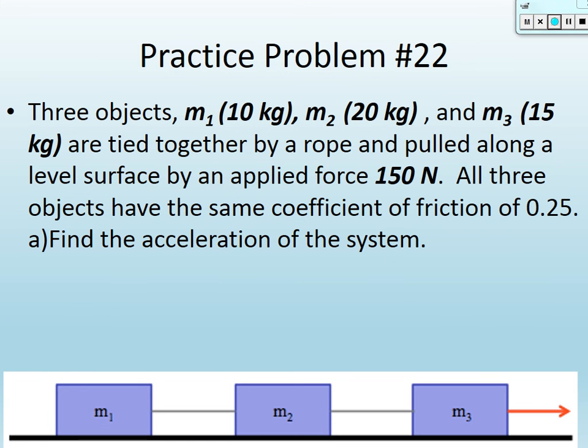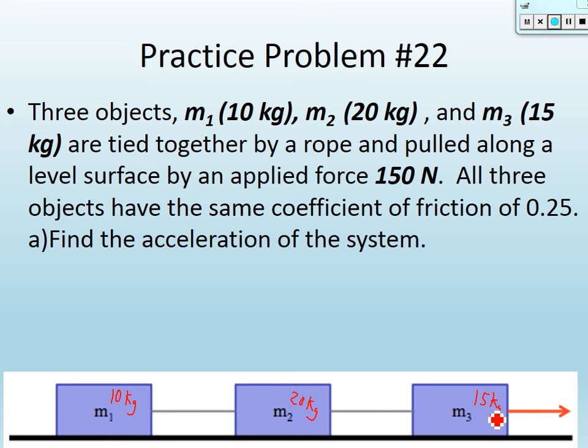I've got one more problem for you. Practice problem number 22. There are 3 objects this time. M1 is 10 kgs. M2 is 20 kgs. And M3 is 15 kgs.